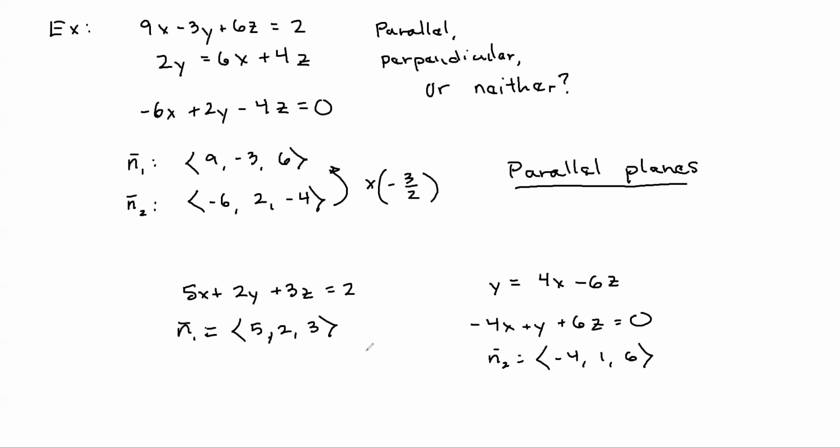The second thing you test for, are the two planes going to be perpendicular? That happens when the two vectors are orthogonal. So is there an easy way for us to tell if two vectors are orthogonal?